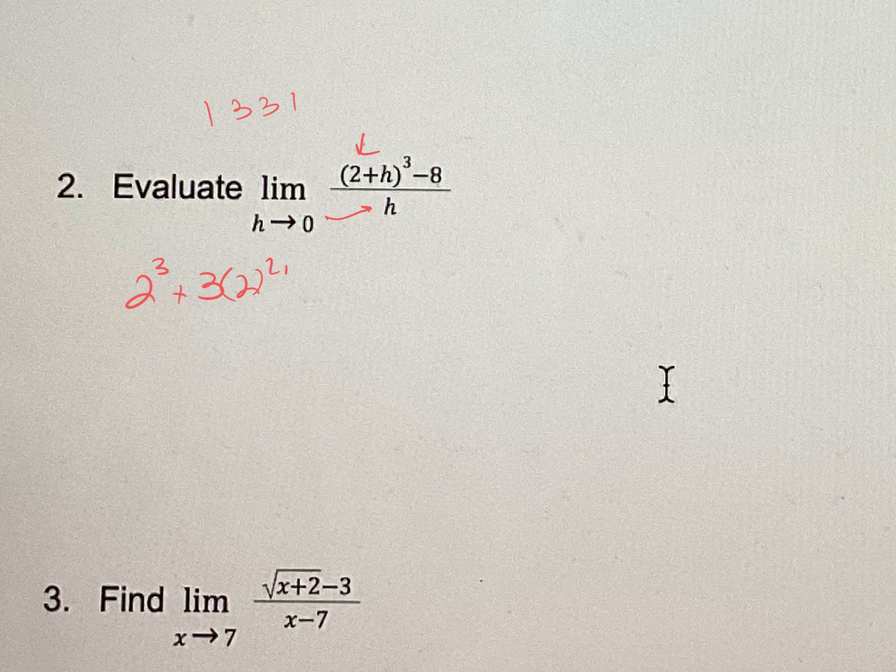The 2 will be squared. The h will be to the first power. Another 3. The 2 is the first power. The h is squared. And then I got an h cubed, and I got a minus 8 at the end over h. And I forgot to write my limit as h equals 0.